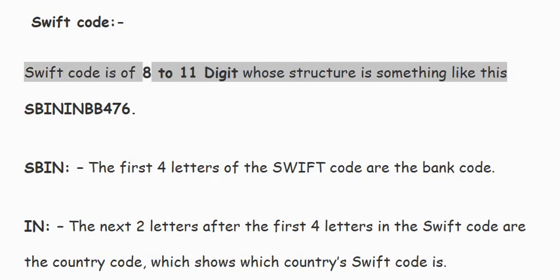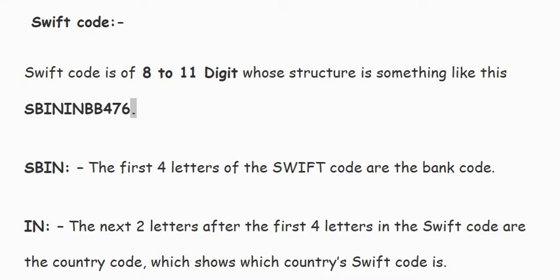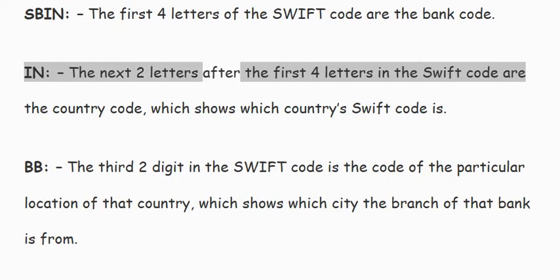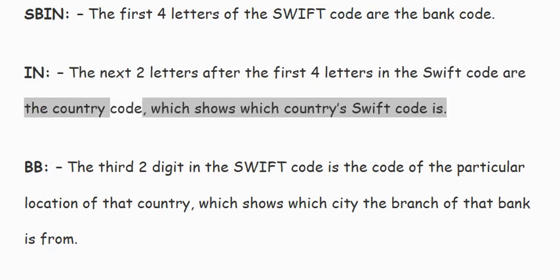A SWIFT code is 8 to 11 characters long, and its structure is something like this: SBIN IN BB 476. The first 4 letters of the SWIFT code are the bank code. The next 2 letters, IN, are the country code, which shows which country the SWIFT code is from.